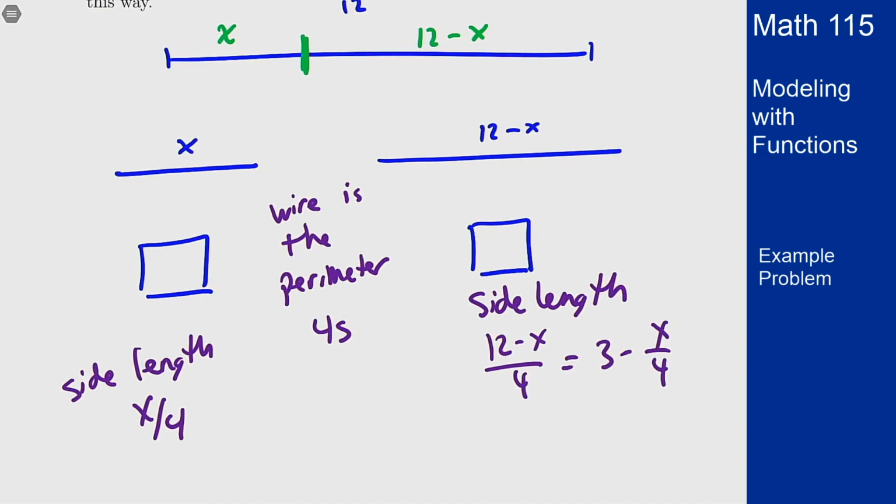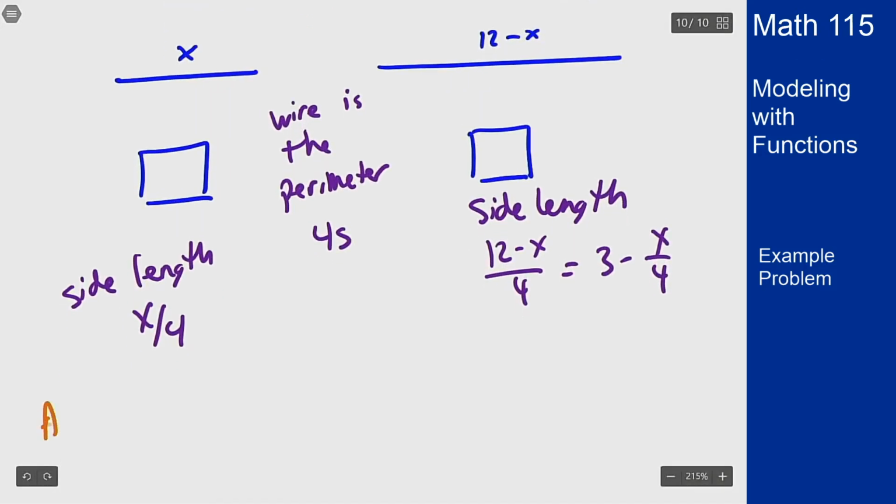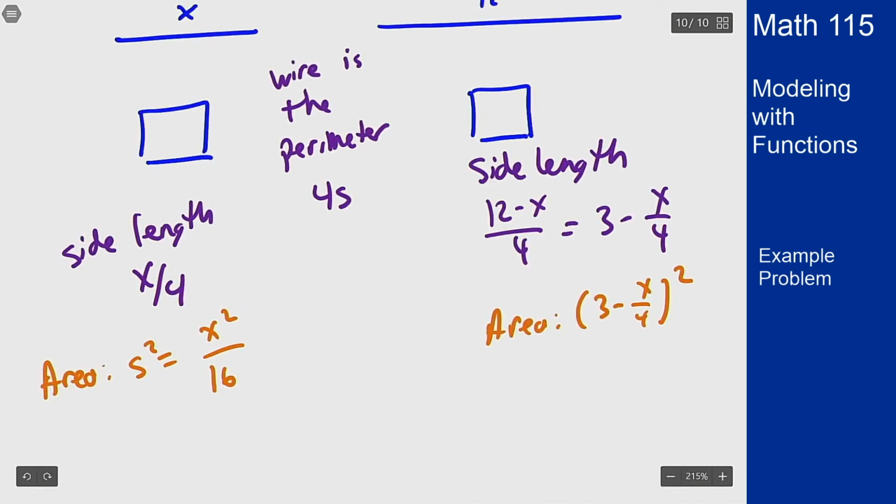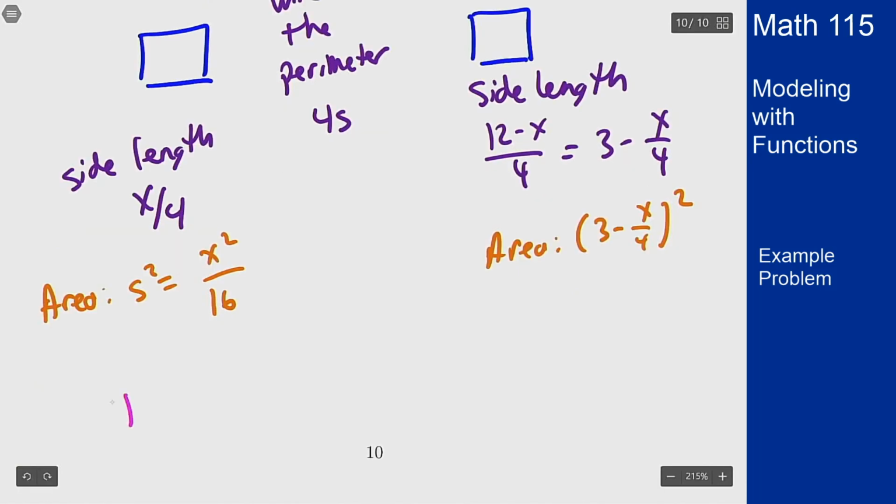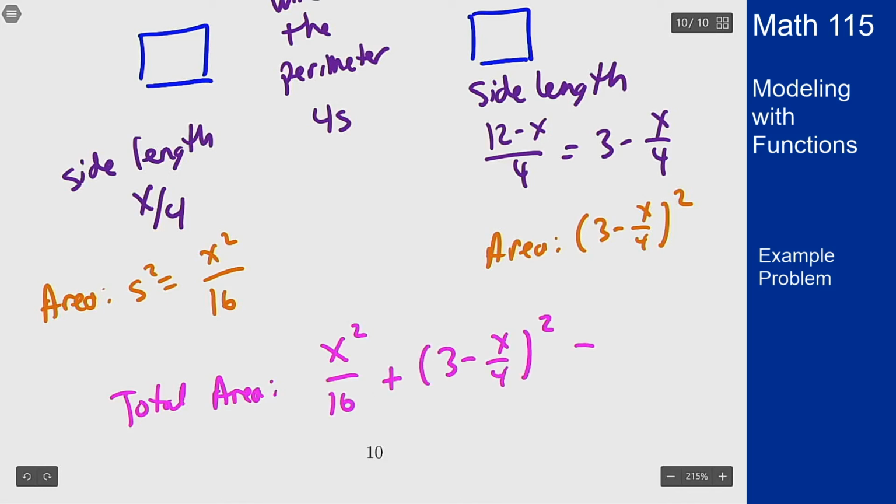So if that's my side length, the area for this first square is side length squared, which is going to be x squared over 16. And for the other square, I will get that the area is ((3 minus x) over 4) squared. And then my total area will be the sum of these two. So total area is just adding these two together: x squared over 16 plus ((3 minus x) over 4) squared. This would be my area function, A of x.